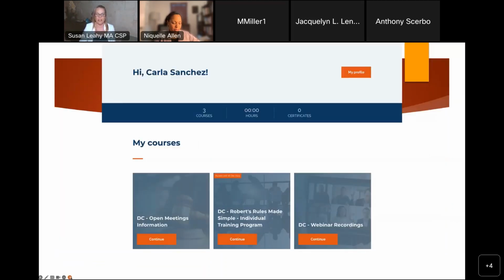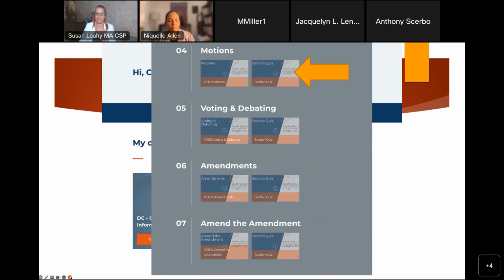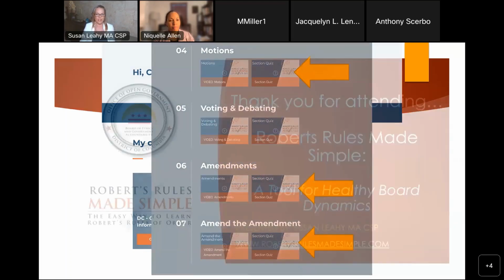Now, as I shared, here are the 3 courses that we have for you today. Please focus on the Roberts Rules Made Simple individual training program. Make sure you and everyone on your board go through it. There are at least 9 different segments in this, but start with motions, amendments, and amend the amendments. You'll notice that it is created with small videos and then a quick section quiz to make sure that we are tracking your learning retention of content. So that is an introduction to the portal.